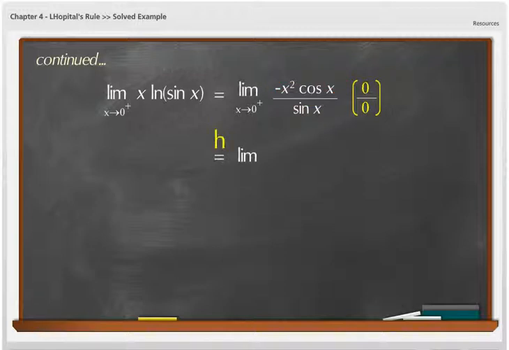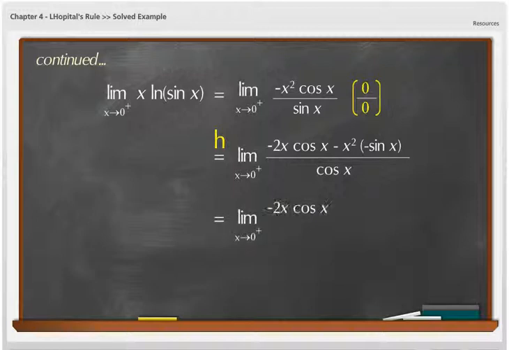So we have minus x squared times cosine of x in the numerator. When applying L'Hopital rule for the second time, the numerator is going to be the derivative of the first term, minus x squared, which is minus 2x, times the second term, cosine of x, minus x squared times the derivative of the second function, cosine of x, which is minus sine of x, divided by the derivative of the denominator, sine of x, which is cosine of x. Rewriting your expression a little bit, tidying it up, this is going to be minus 2x cosine of x plus x squared sine of x.